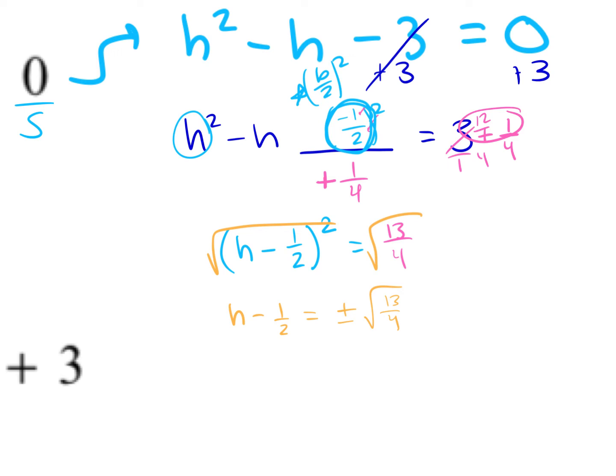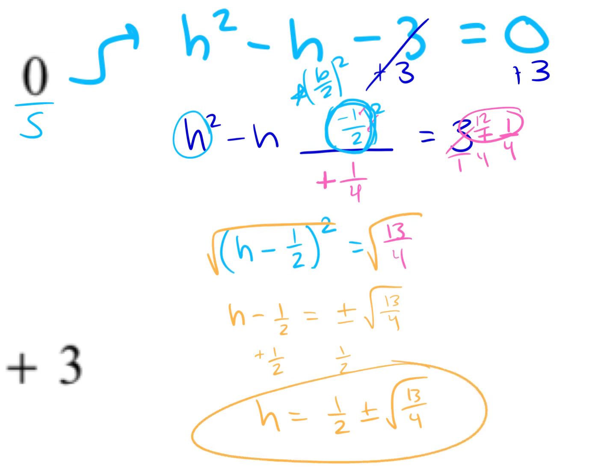Could you simplify it? You can. So it would be square root 13 over 2. And then what would the last step be? Move the 1/2, so I would add 1/2 to both sides. So h is equal to 1/2 plus or minus the square root of 13 over 4, or if you simplified it, that's okay too.